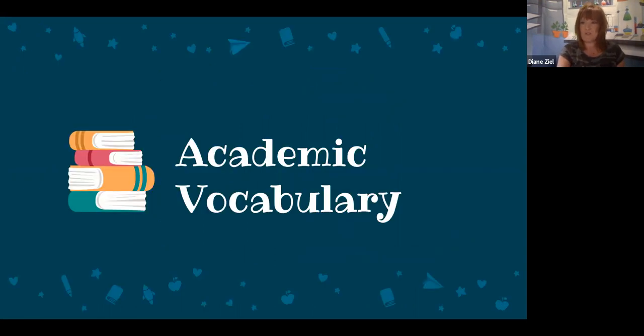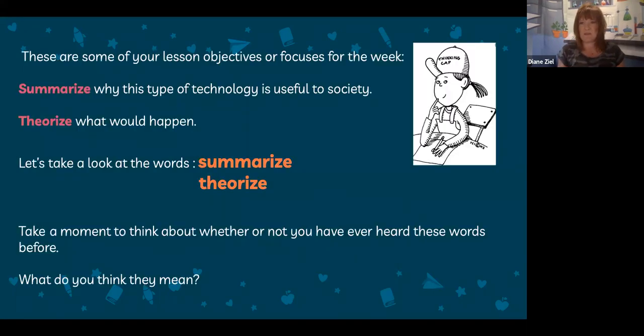Let's take a look at two new academic vocabulary words. These are some of the lesson objectives you have for this week. One of them is summarize why this type of technology is useful to society. You'll notice that I have the word summarize highlighted in red. Theorize what would happen. The word theorize is also highlighted in red. So our two new academic vocabulary words for this week are summarize and theorize.